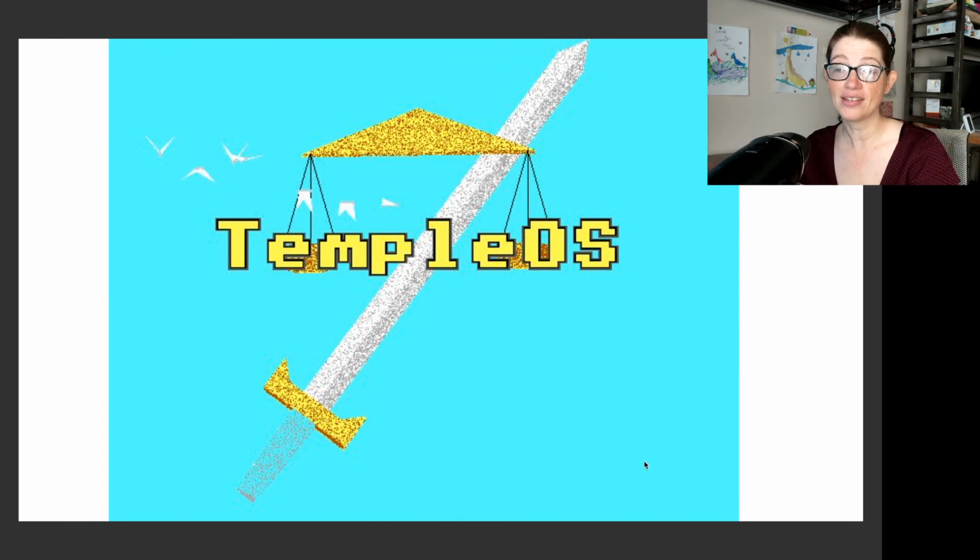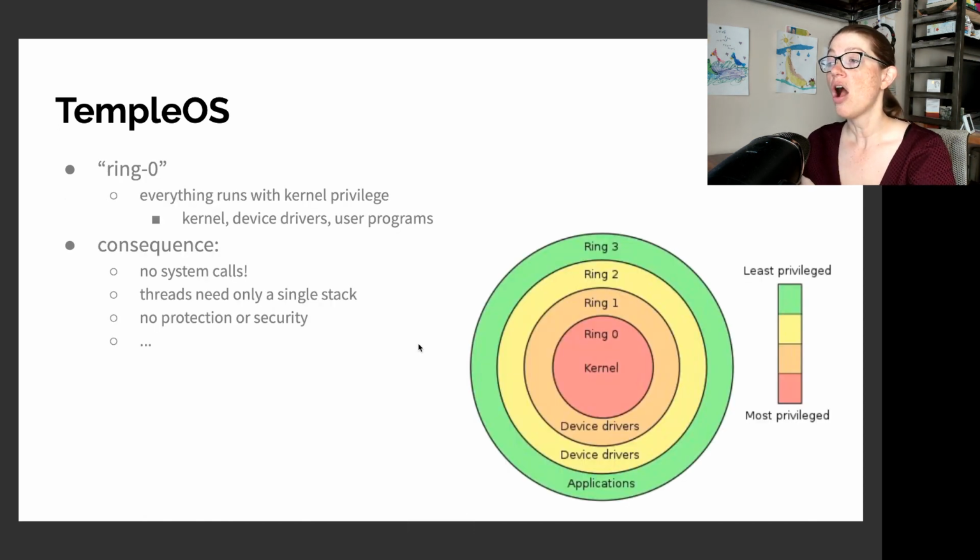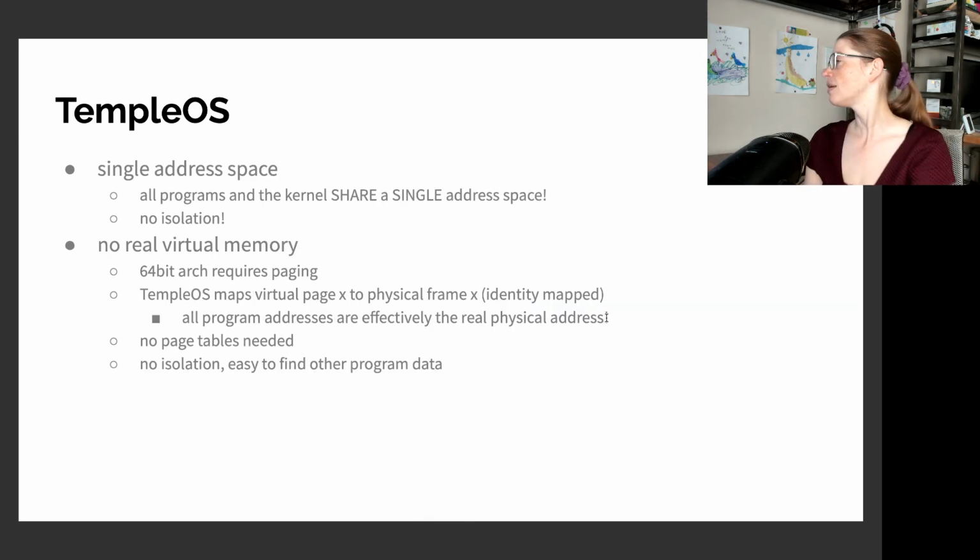So yeah, Temple OS. So we can go through these. I don't really want to do this. We already talked about Temple OS, but very briefly, they chose to support multi-cores and they have preemptive concurrency sometimes, but they originally only had cooperative concurrency. They decided for security not to do rings of security. They decided everything runs in kernel privilege, which means no system calls, threads only need one stack, but there's no protection or security. I'm just looking at the time here. We're over time. So they have a single address space.